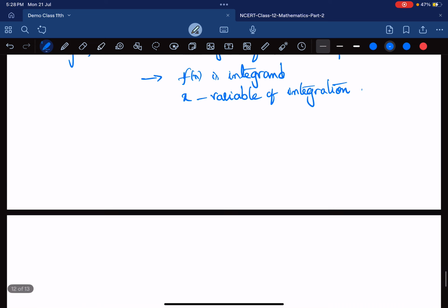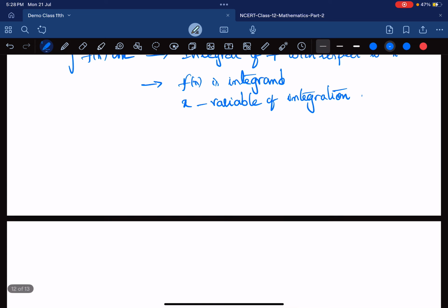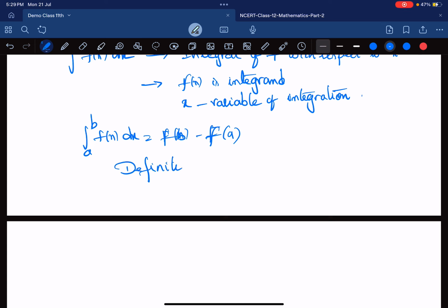C is an arbitrary constant. So integration from a to b of f of x dx is equal to capital F of x plus c, where c is a constant. Sorry, it is F of b minus F of a. So we call this a definite integral.